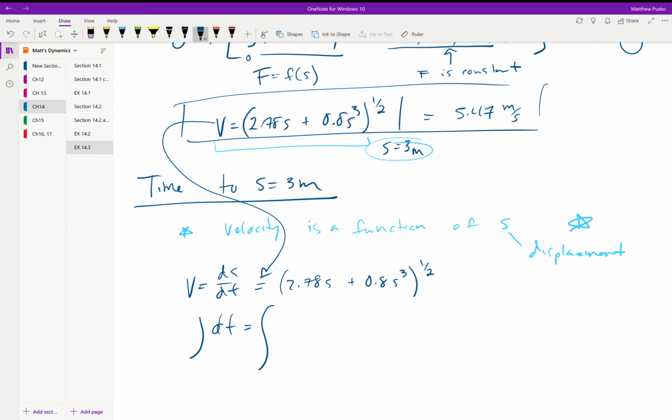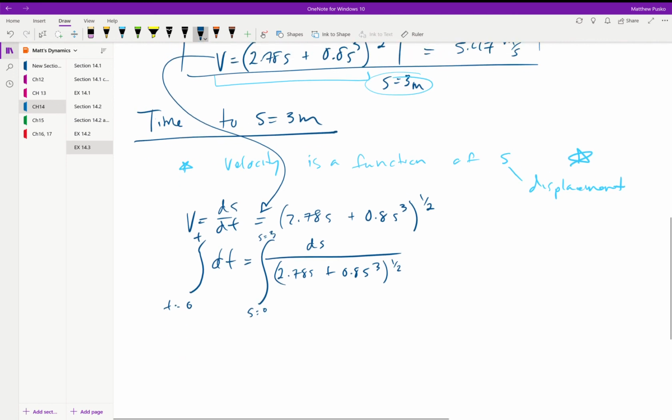And we're going to integrate from 0 to t. And then on this side, we're going to have ds on top and the function of s on bottom, 2.78s plus 0.8s to the third, all square rooted. Okay, we can integrate that now from 0 to t. It started at time equal to 0. And we can integrate from s equal to 0 to s equal to 3. This gives us our time as 1.79 seconds.